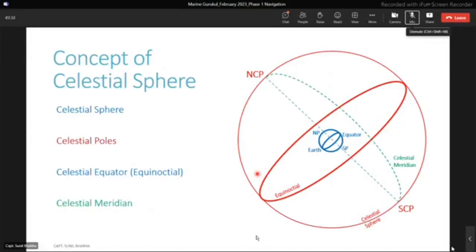Sir, you said about the ecliptic, right? Is it the true sun or the mean sun? It is the true sun, beta. True sun, not the mean sun, right? That's right.